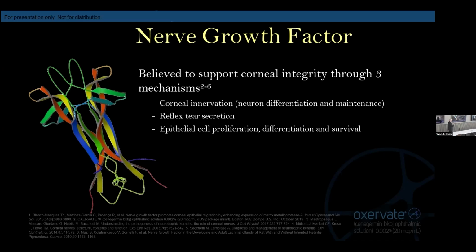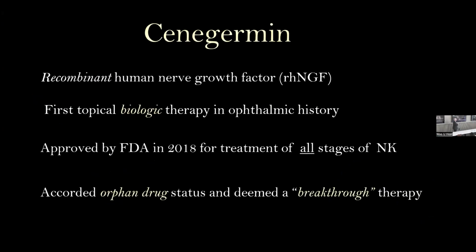The lady that discovered that got the medal, I'm sorry, Nobel. She got the Nobel for it. Okay. Which takes us to cenegermin. What is that? That's the active ingredient in Oxervate. It is recombinant human nerve growth factor.